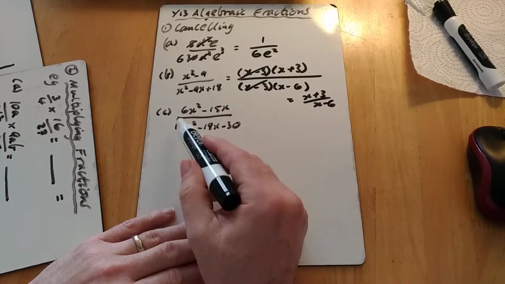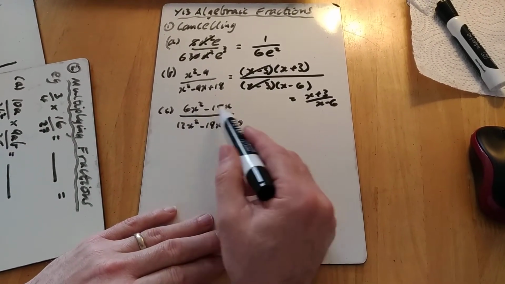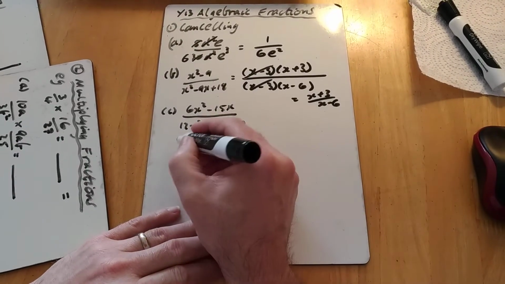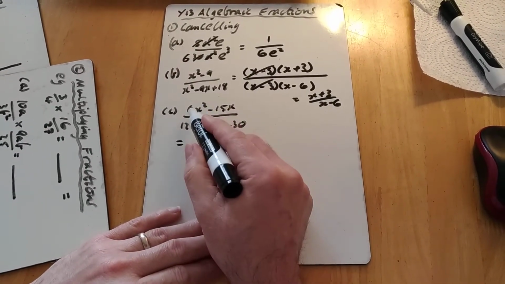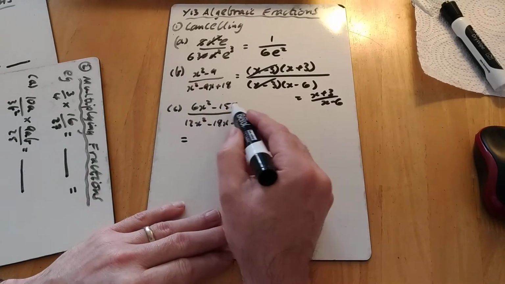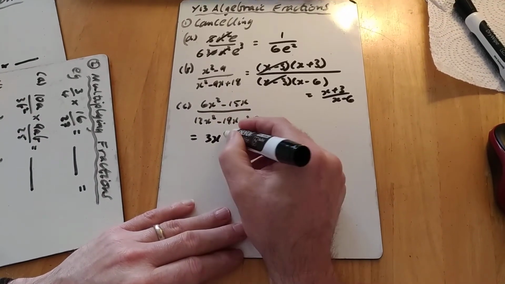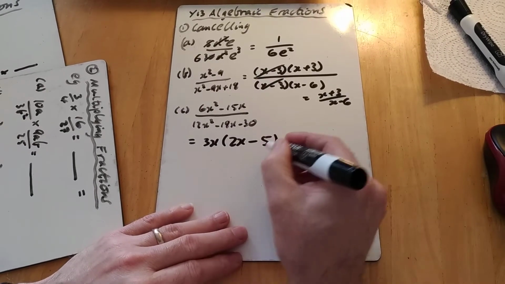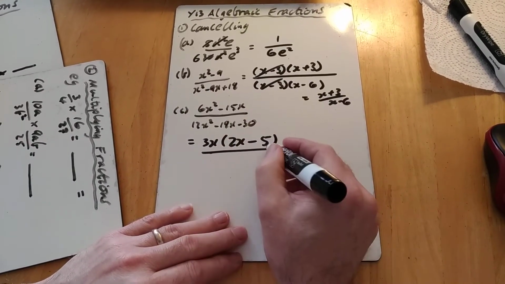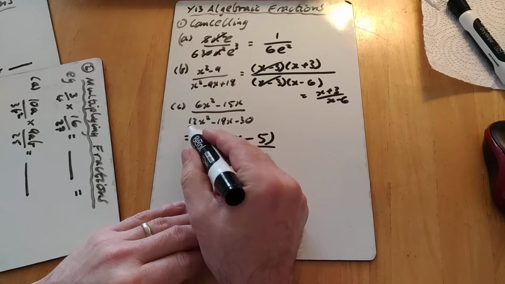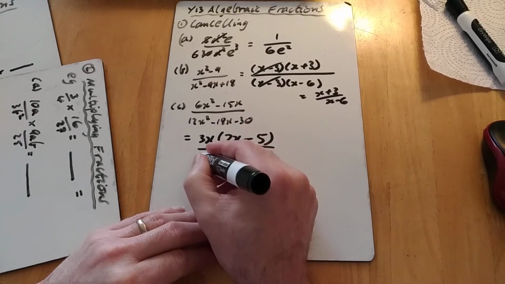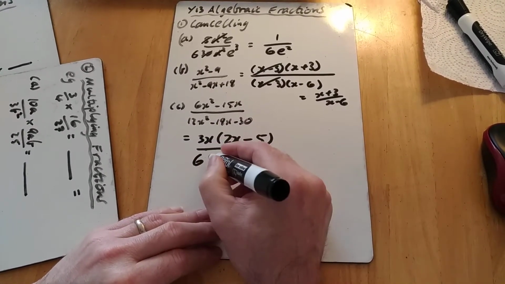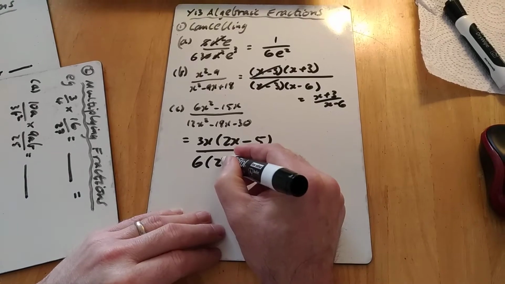For this one, a bit of extra work to do first. I've got numbers common all over the place. I'm going to take out the fact I've got common factor of 3 and then x at the top. So take out 3x, leaving with 2x minus 5. I'm hoping that that 2x minus 5 is going to be a factor of this. But I've got another number common factor here. It might make sense first off to take out the 6 to make my numbers as small as possible.